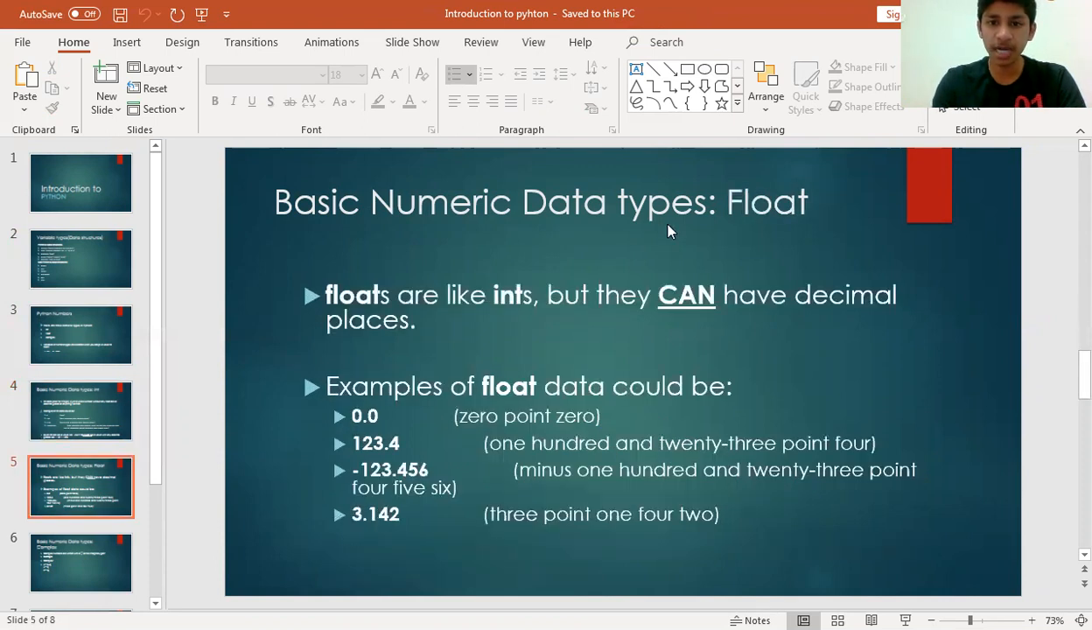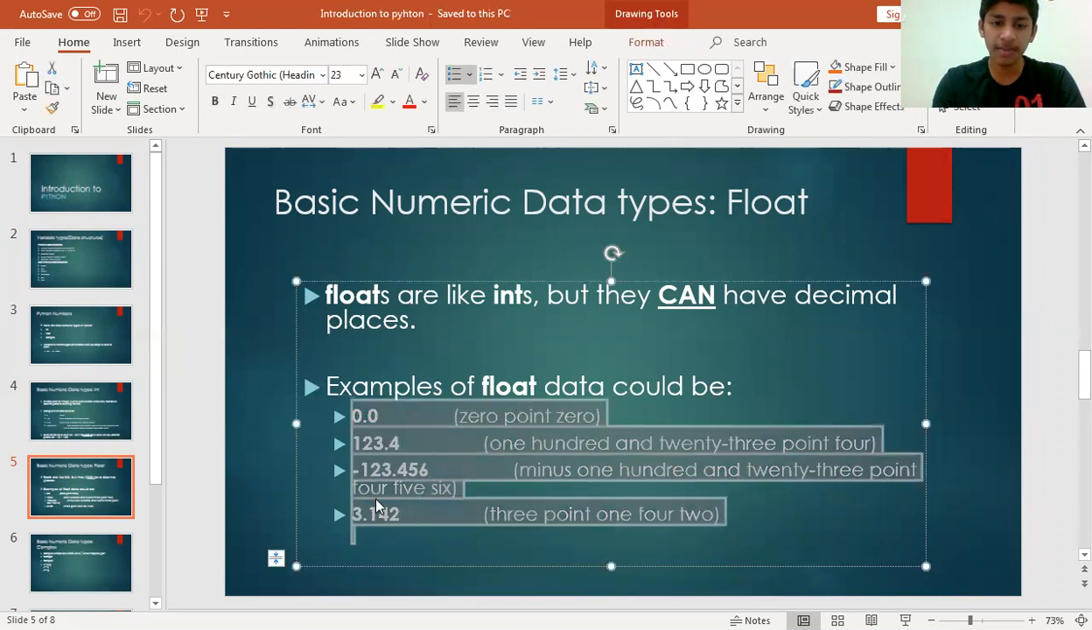Float, basic numeric data type float. Floats are like integers, but they consist of decimal values or rational values. It is also called a float value. The examples of float data could be 0.0, as you can see mentioned here. It can be negative and positive as well, but it should have a decimal point.